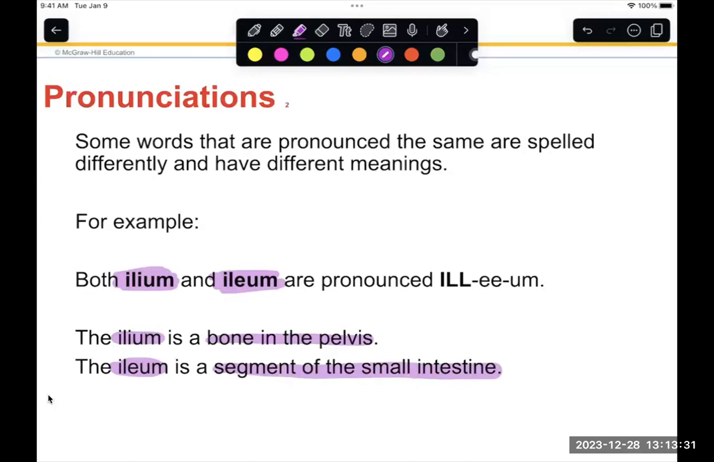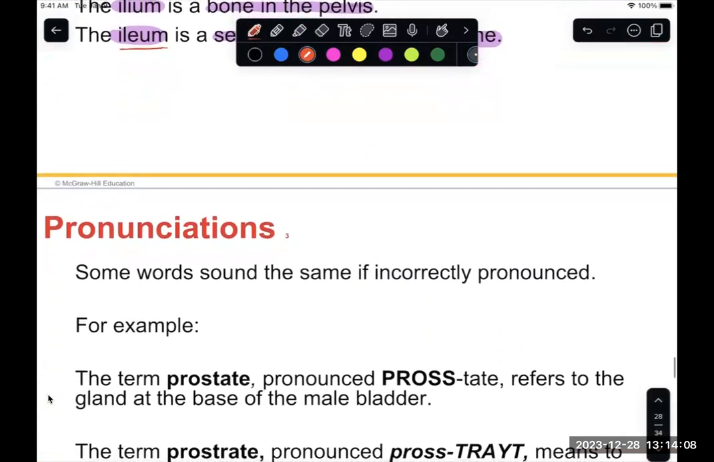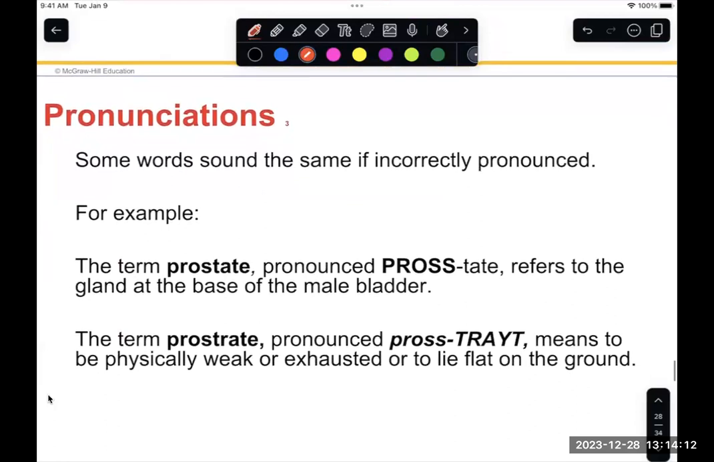So knowing the different spellings, even though they're pronounced the same, can save you. Because if you're pronouncing ilium, but you spell it like the ilium, meaning the bone in the pelvis, but you spell it as ileum of the small intestine, you're going to confuse people. They're not going to understand what you mean, and vice versa. So knowing how to spell these words correctly is going to come in very handy. So an error in pronunciation or spelling of a medical term can change its meaning. So again, for quality patient care and safety, you have to be sure you correctly spell and pronounce these medical terms.